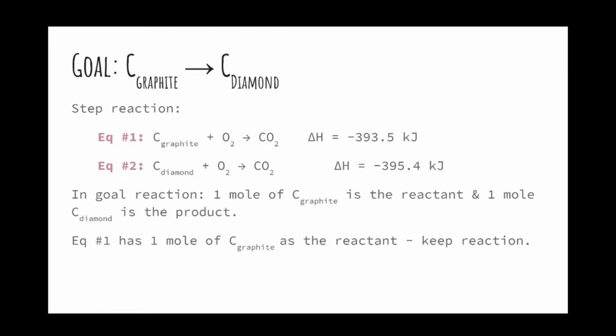Now in the second one, what we see is that equation number 2 has the C of diamond, but it has it as a reactant, and we want that to be a product. So what we need to do is flip the reaction. We need to create that C of diamond, and we need to move it from a reactant to a product. So we're going to flip that entire reaction.